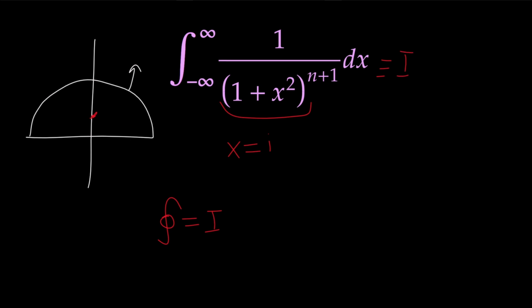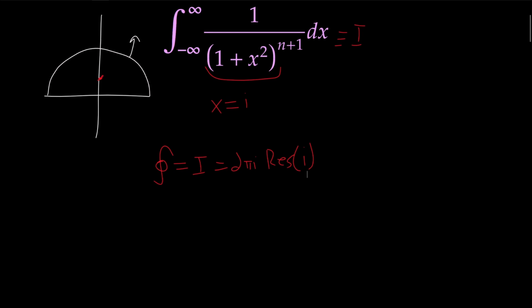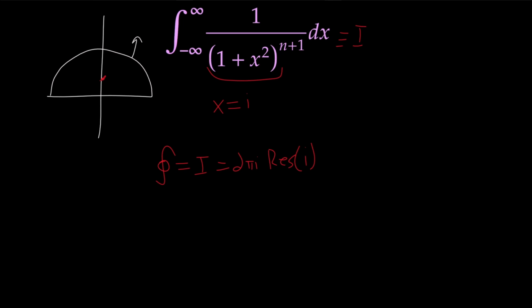But again, the semicircle goes to 0, so we're just left with I is equal to 2 pi I, and then times the residue at I. So we just have to find the residue at I, and then it's all good. So I'm actually going to write out sort of like the entire residue theorem for once, because we do need every single bit. So we have 1 over n plus 1 minus 1 factorial. I'm writing that just so as to not get confused.